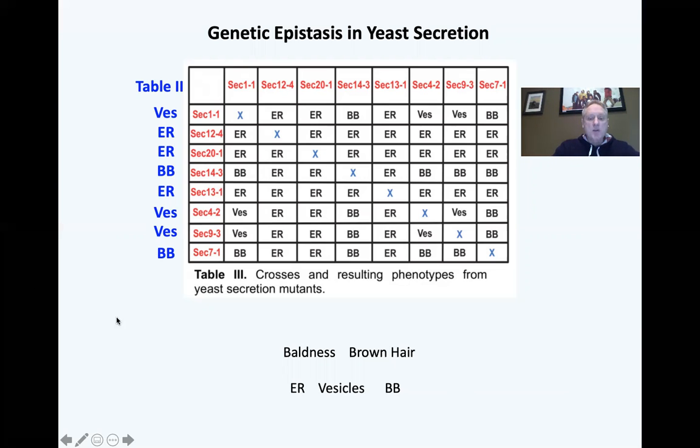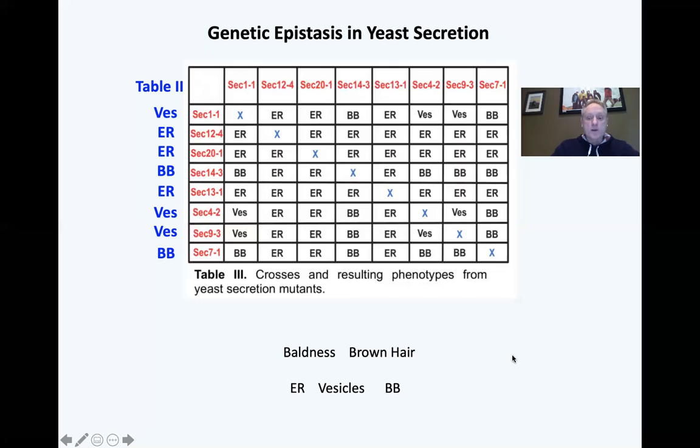So when we think of epistasis, I like to think of baldness and brown hair. If the gene that regulates hair growth, that is whether you're bald or not, is not expressed, then you'll never have brown hair expressed. So baldness is epistatic to brown hair. If you don't have brown hair, it might be because you don't express the genes for hair growth. An analogous thing can be done with the components in the secretory pathway with the ER, the vesicles, and the Berkeley body phenotype.